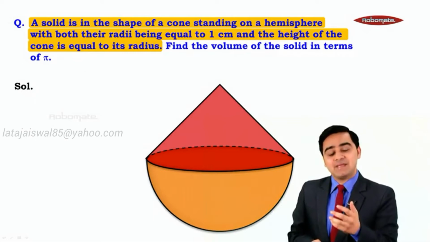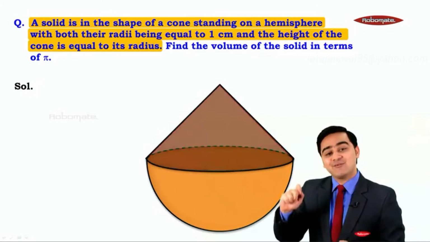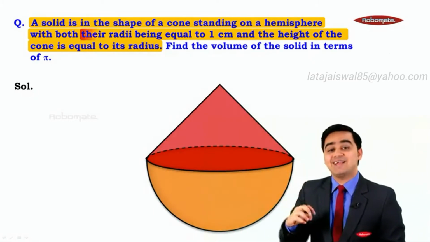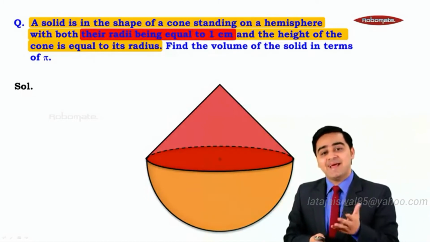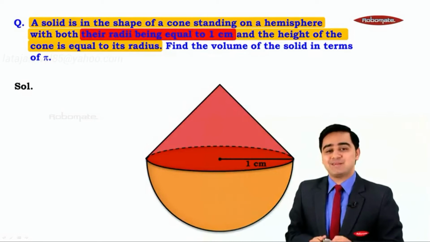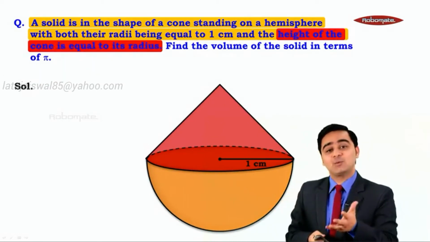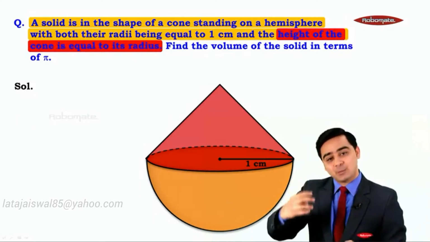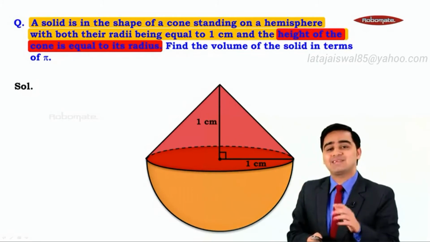It says that we have a solid. It is in the shape of a cone. The cone is standing on a hemisphere. Further, it says that the radii of the cone and the hemisphere are the same and equal to 1 centimeter. Next, it says that the height of the cone is equal to its radius. Now, we know that the radius of the cone is 1 centimeter. So, we can say therefore, the height of the cone is also 1 centimeter.